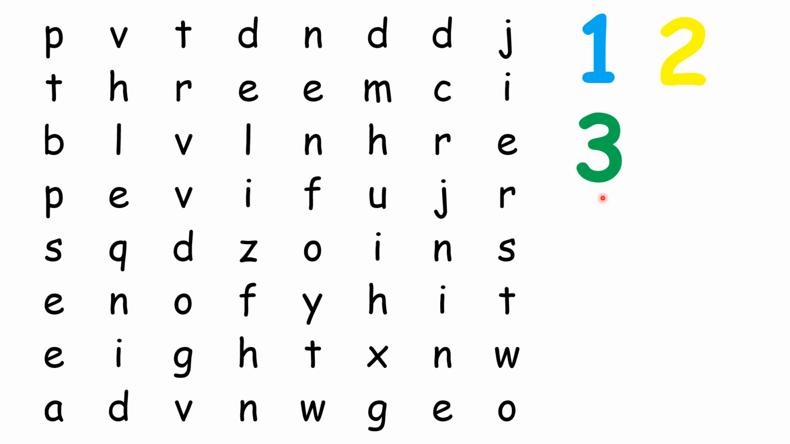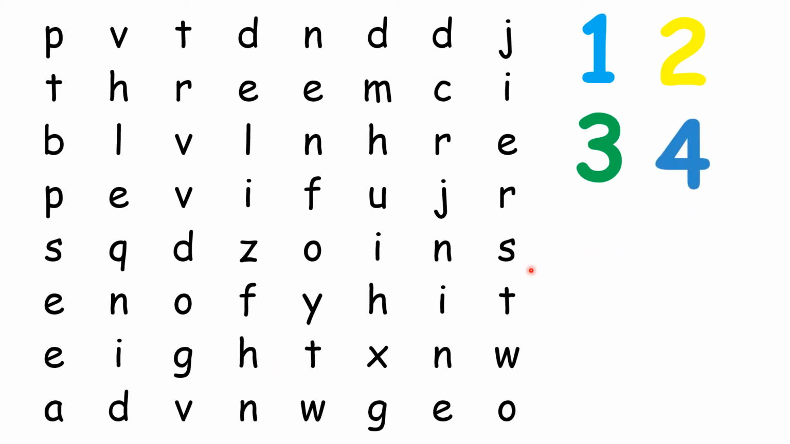Number three. T H R E E. Three. T H R E E. Let's look together. We need a T. Can you see a T anywhere? Oh, here is a T. Here's the H. But G. No, no, no. T, H, R, E, E. Let's look again. Here is a T. H, R, E, E. Three. Very good. That is number three.